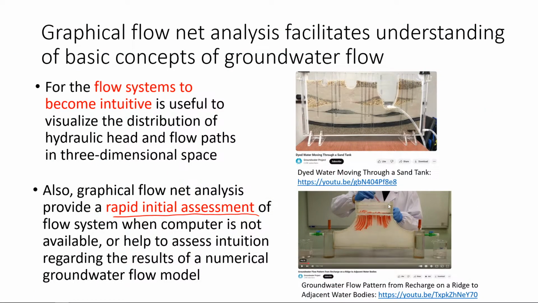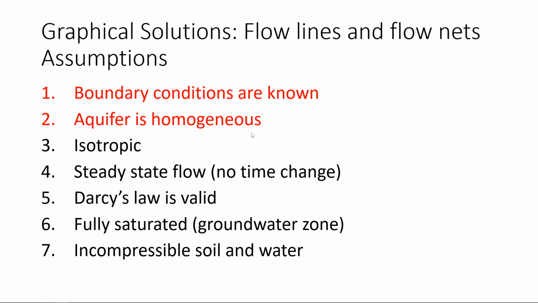Okay, so we will learn in this video how to draw these flow lines and this flow net for a case like something like this. Remember for the analytical solution, we have some restrictive assumptions: boundary conditions are known, like a constant head boundary, for example. Aquifer is homogeneous, isotropic, steady state flow, Darcy's law is valid, fully saturated groundwater zone, and incompressible soil and water. So that's the same assumptions that we had for the previous examples that we solved for analytical solution.